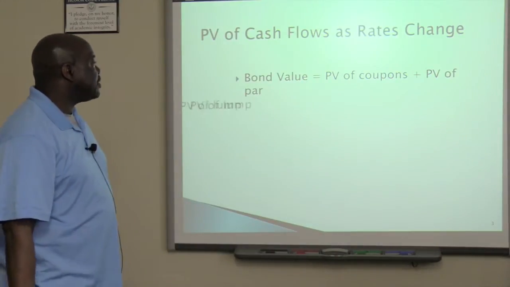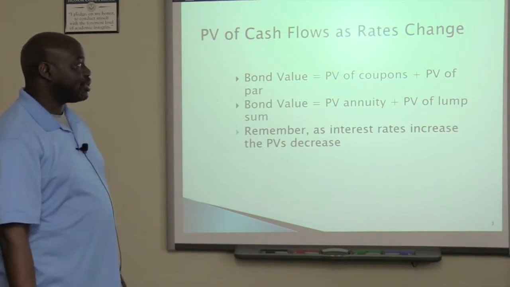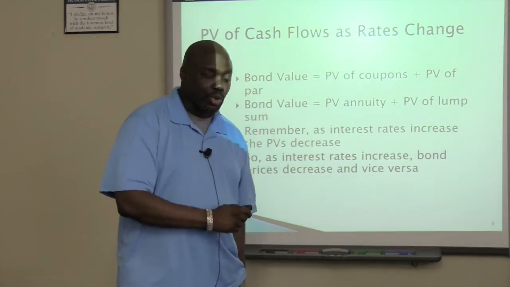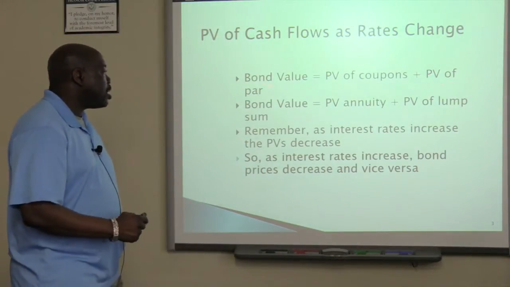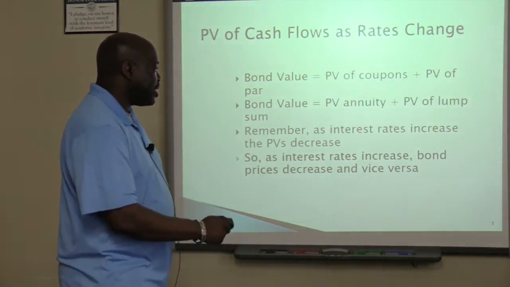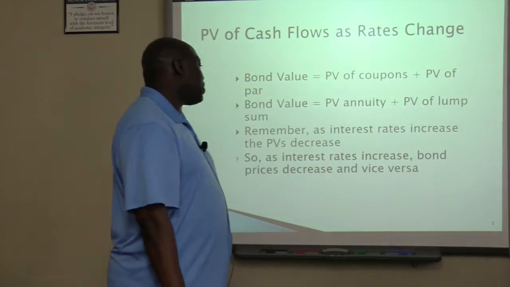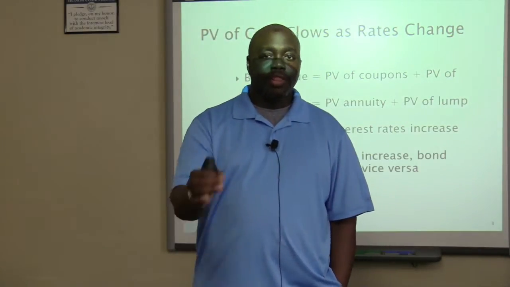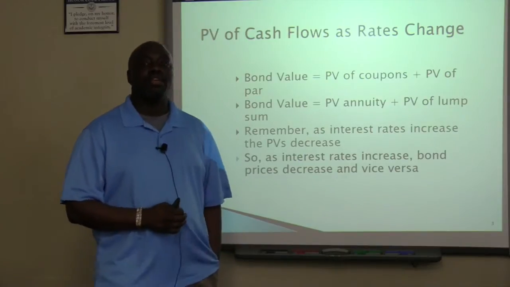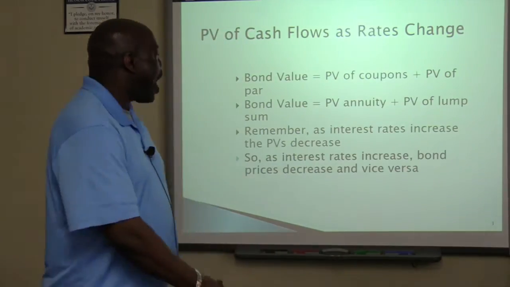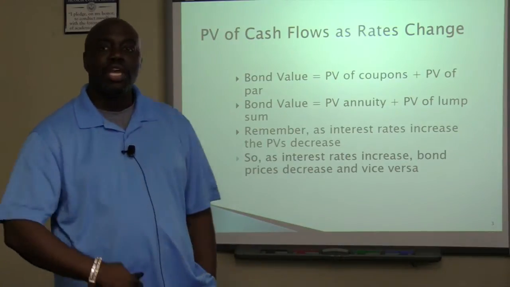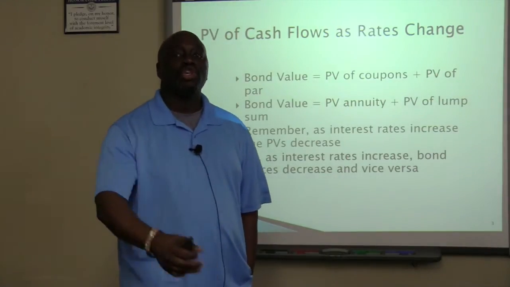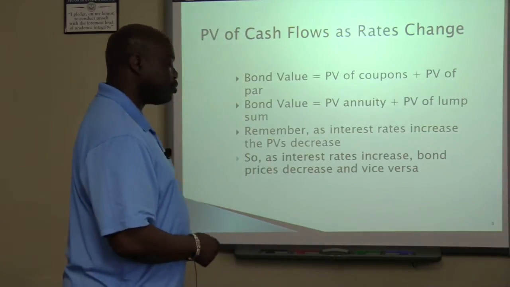Present values of cash flows versus rate changes. For a bond, the value is the present value of the total coupons plus the present value of par. So the bond value is the present value of an annuity plus the present value of a lump sum. That is how we used to do it in the past. Now with financial calculators, I'm going to show you first how you would do this manually versus in your financial calculator. If you write down everything correctly, you will have it just like that, and there's no need to go through the long drawn out process.